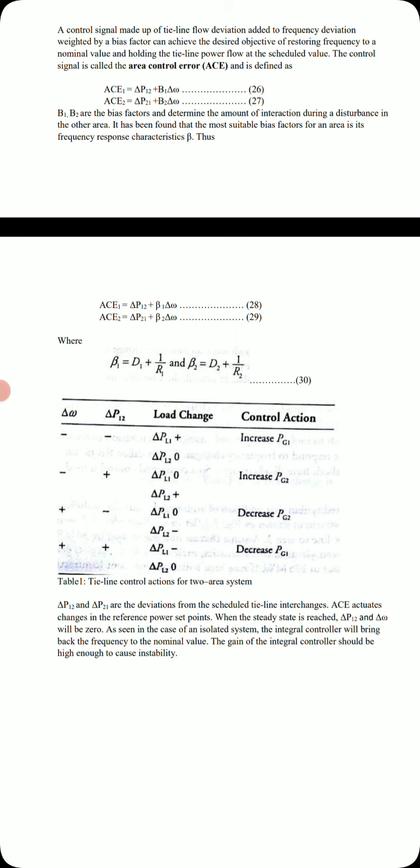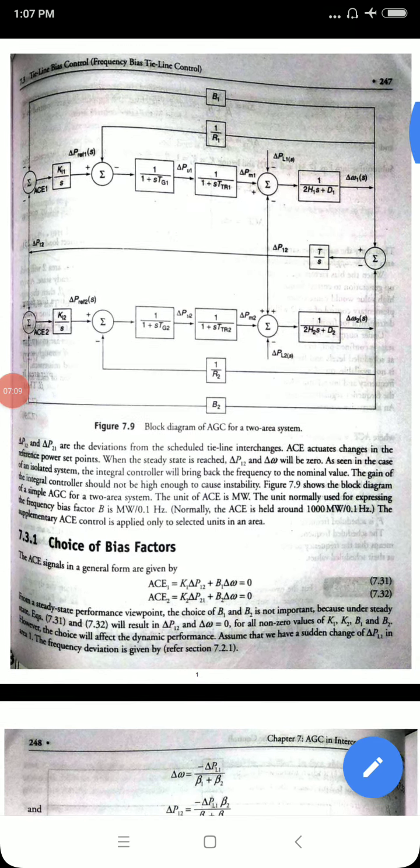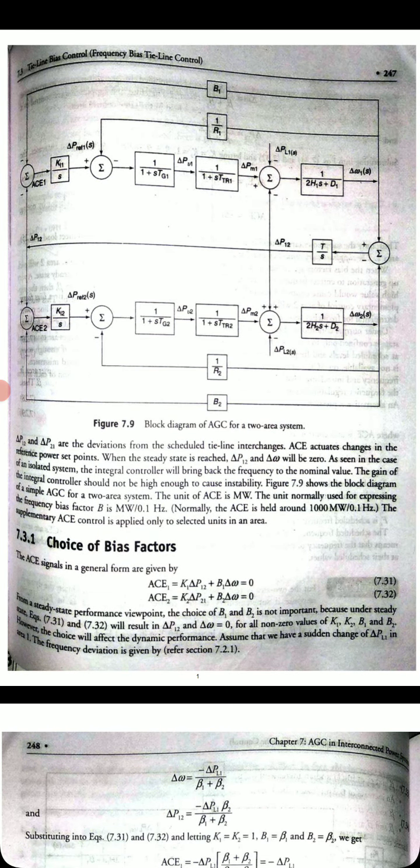We will see the block diagram of AGC for a two area system. This is the block diagram for the AGC for two area system, which shows the two areas connected. The unit of ACE is in megawatt only. The unit normally used for expressing the frequency bias factor B is megawatt per 0.1 hertz, meaning usually how many megawatt for 0.1 hertz. The supplementary ACE controller is applied only to the selected units in the area.